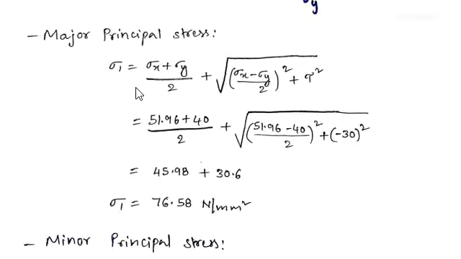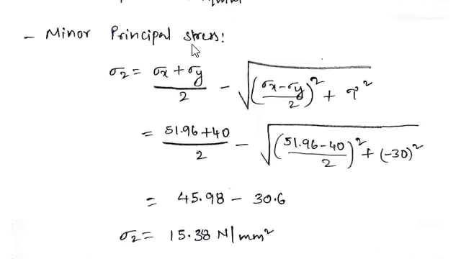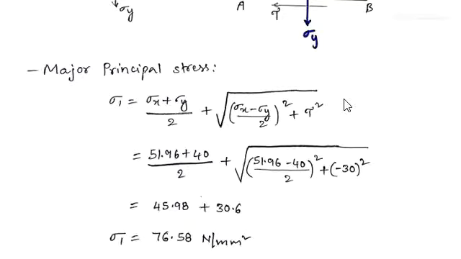Sigma 1, the major principal stress, we are taking sigma 1 as the notation. The formula is sigma x plus sigma y by 2 plus the square root of (sigma x minus sigma y by 2) whole square plus tau square. For the minor principal stress, we are taking sigma 2 as the symbol, and the formula is sigma x plus sigma y by 2 minus the square root of (sigma x minus sigma y by 2) whole square plus tau square. So these are the two formulas for major and minor principal stresses.